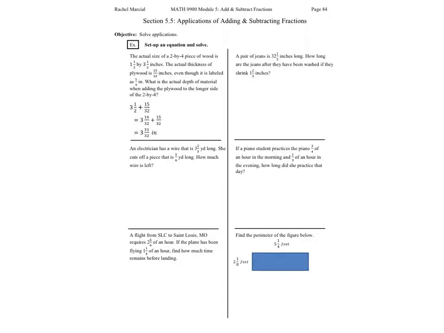Hey you guys, this is Mr. Sal. We're going to go over Module 5, Section 5 here. Applications of adding and subtracting fractions, which of course is going to include some mixed numbers.